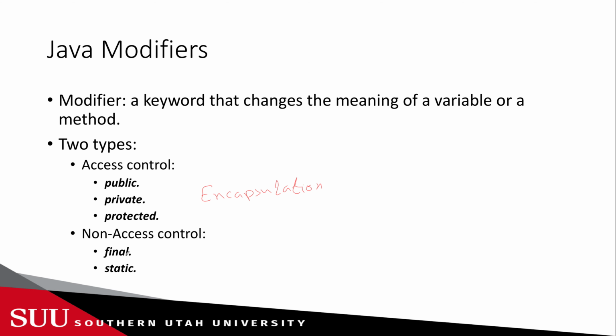And for these, we have seen the final keyword or the final modifier, which is going to change the variable to a constant. And we have seen static with methods, and we'll talk about static in more detail in a bit.